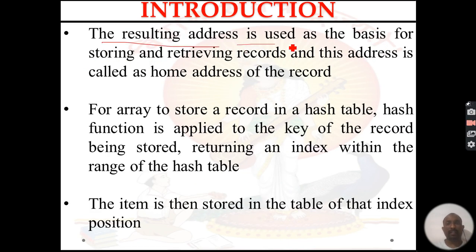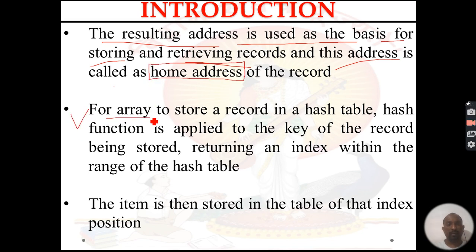The resulting address is used as a basis for storing and retrieving the record, and this address is called a home address. When you get the hash value with the help of the hash function, you can store the record at that particular hash value, and that address is called a home address.